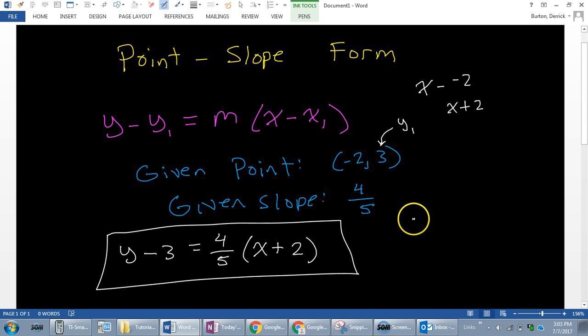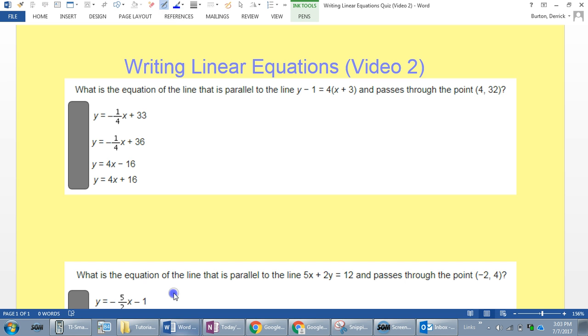Okay, so I think that is the background information that you need to be able to answer these questions. So let's go ahead and get started. What is the equation of the line that is parallel to this line and passes through the point (4, 32)? Okay, so we need an equation.